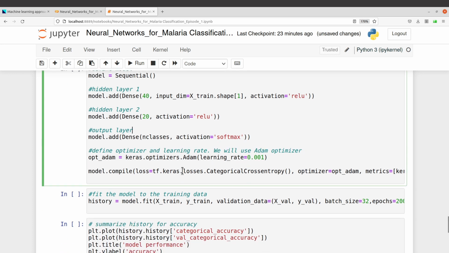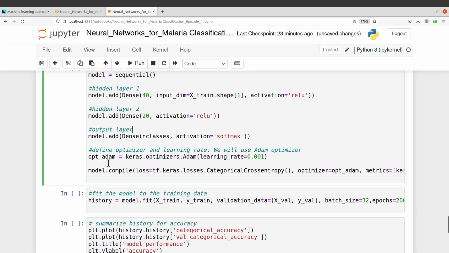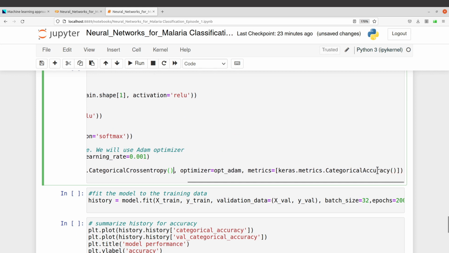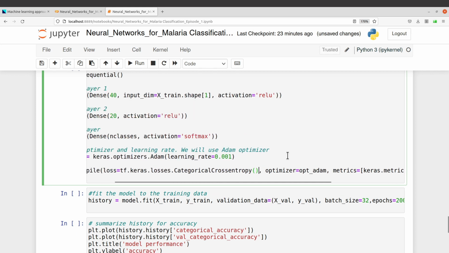I also explain something here with the compilation. After building the model, you need to compile. So here the loss function I'm using is categorical cross entropy. This is because we are using a one-hot encoding scheme. So take note of that. And then the metrics I'm using categorical accuracy. So take note of that.